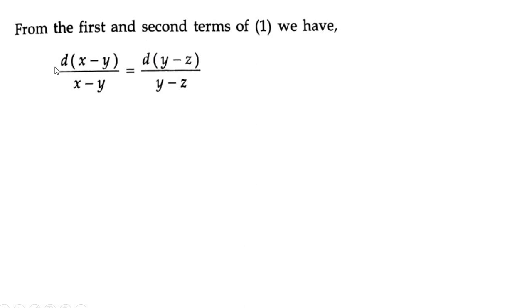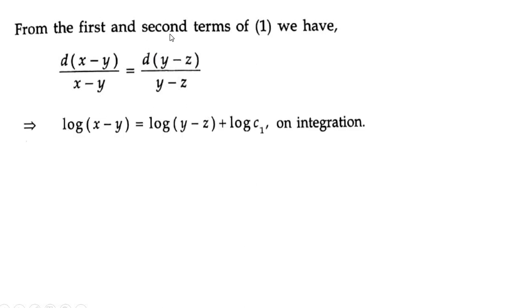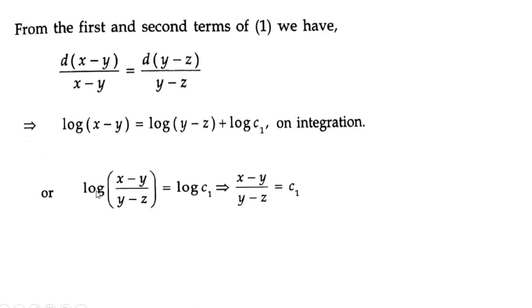So on integrating this, what do you get? Integration of 1 by x minus y is log of x minus y. Integration of 1 by y minus z is log of y minus z plus log c2. On integrating this is what you get. Now bring log of y minus z to the LHS. So you get log of x minus y minus log of y minus z is equal to log c2. So log m minus log n is log of m by n, that is log of x minus y by y minus z.